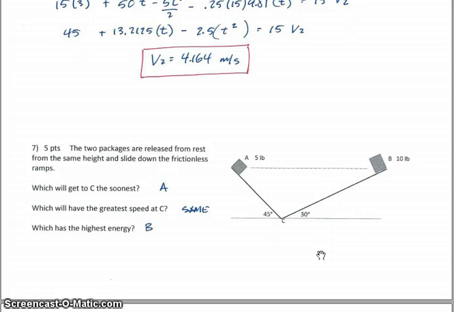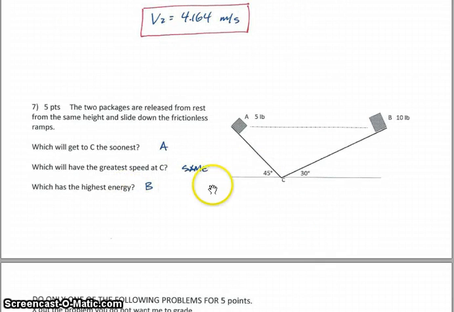All right, this energy problem suggests that it has some beginning energy, 1/2 mgh, and some ending energy, 1/2 mv squared. Which one will get there the soonest?